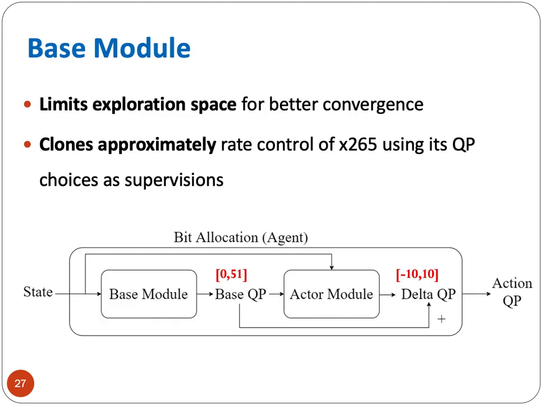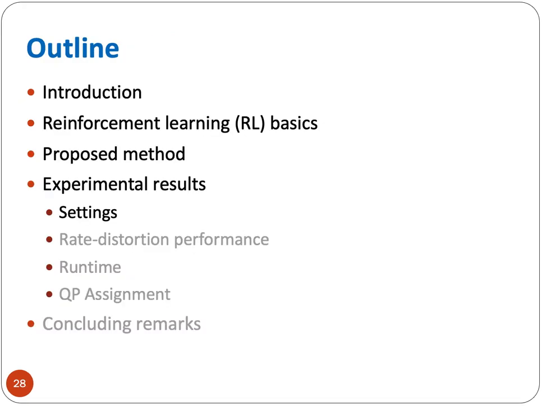To improve the convergence, we apply the base module into our agent to limit the exploration space. The base module is supervisedly trained by using the QP value of H.265 as the target. So our actor module only needs to explore in the limited range to find the optimal solution. Next, I'll move to the experimental results.